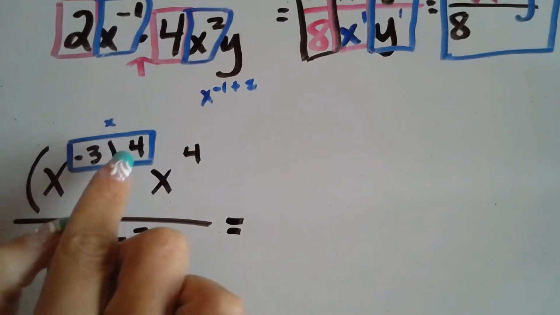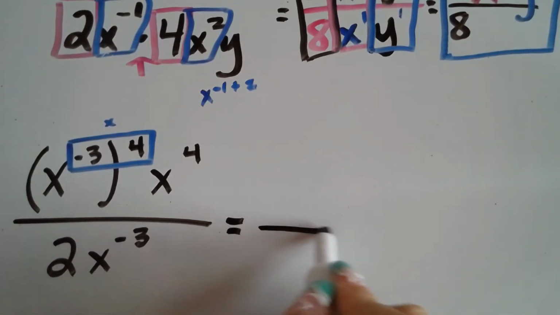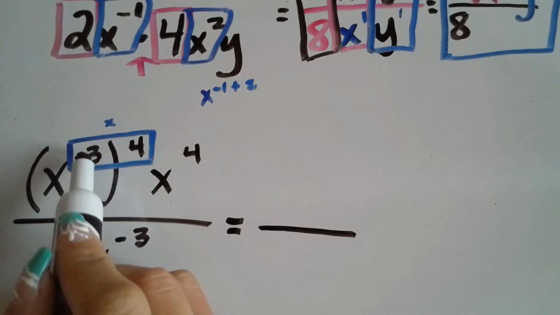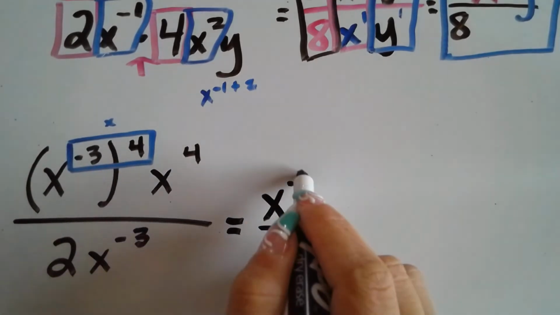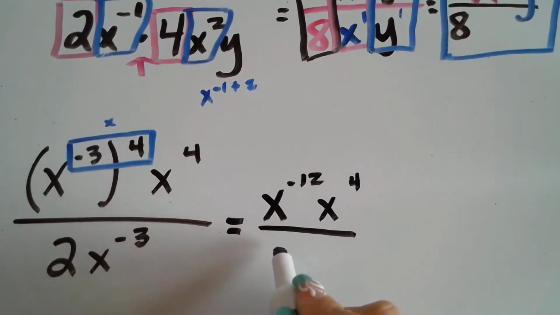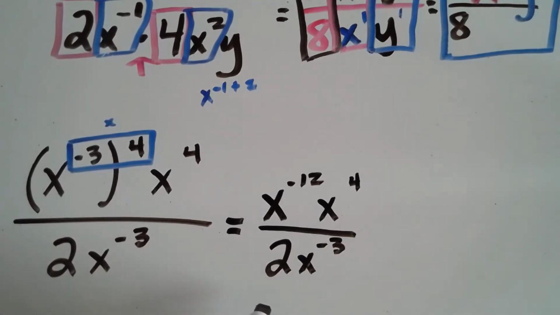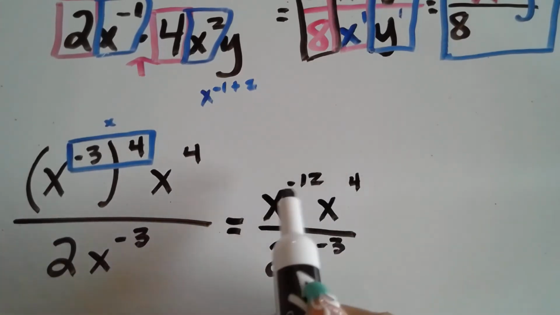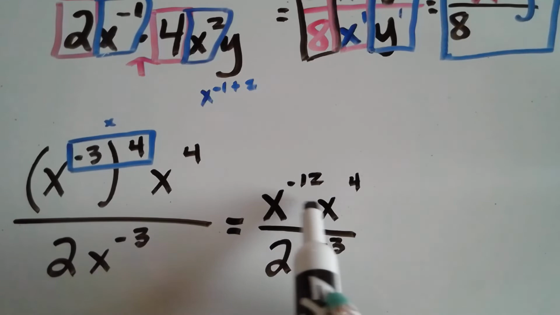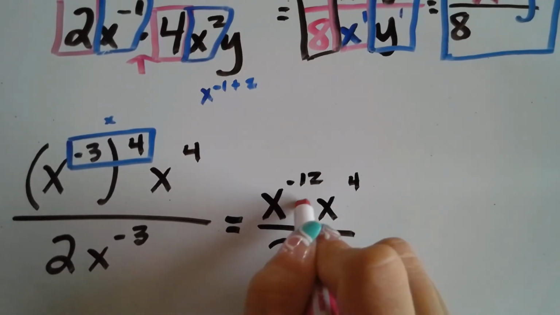There is no coefficient to distribute this to, so we're just dealing with these exponents directly, right? So it would be x, and negative 3 times 4 is negative 12. And we have x to the fourth. And we have 2x to the negative third for our denominator. I'm still not done with this numerator, because these two are touching, that usually means multiplication. So I'm going to put in a little multiplication sign so we know what we're doing here.